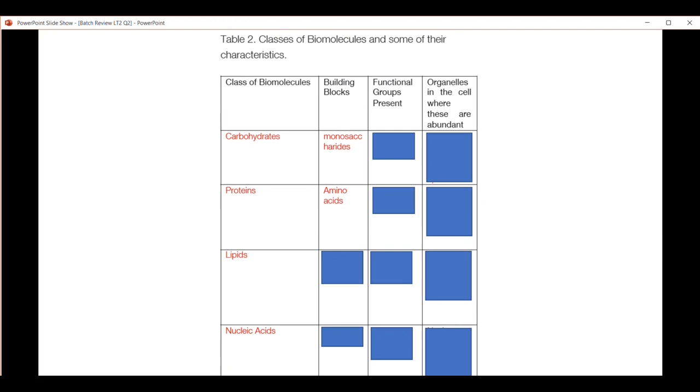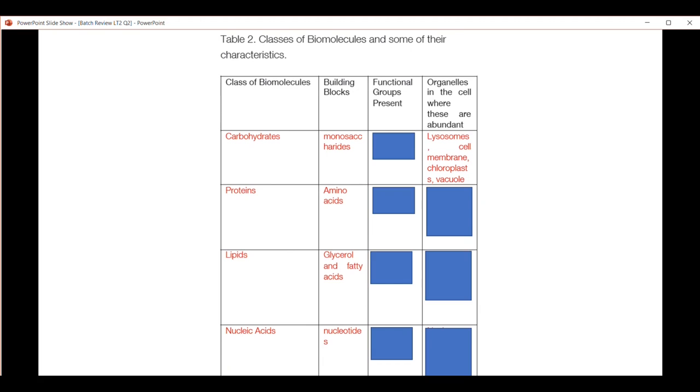Lipids, they are not considered as polymers, so they don't have monomers, but they do have building blocks, and the building blocks of lipids would be glycerol and fatty acids. While the nucleic acids, what would be the building block or the monomer? It's called the nucleotides. So let's now talk about where in the cell you can find an abundance of this particular biomolecule. So you have here which part or organelle. For the carbohydrates, you can find them in lysosomes, cell membrane, there will be carbohydrates there, and chloroplasts and vacuoles as well.